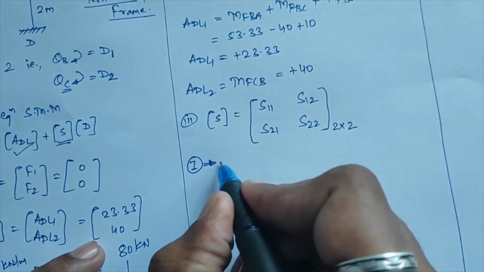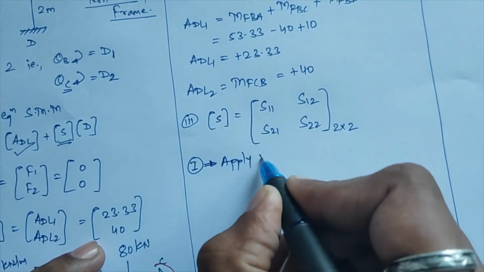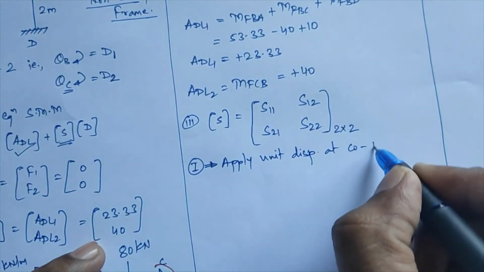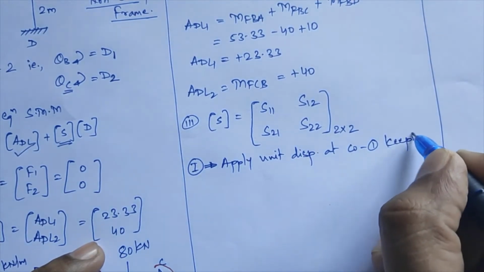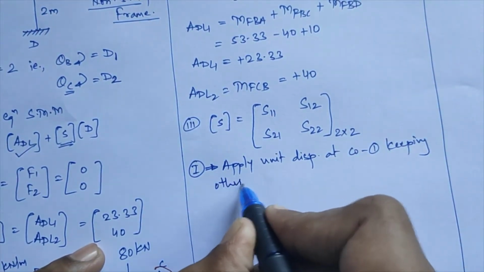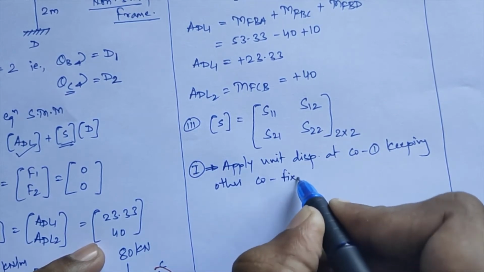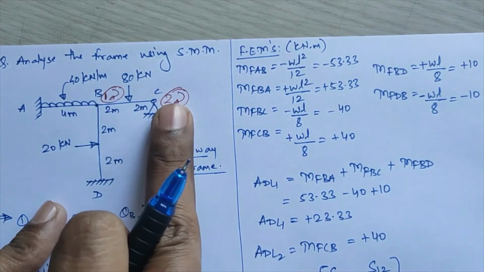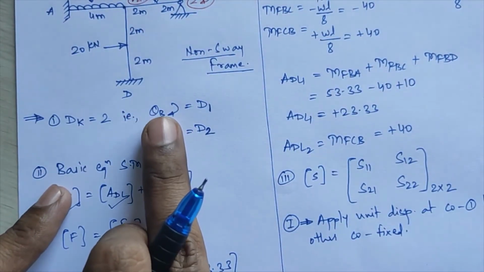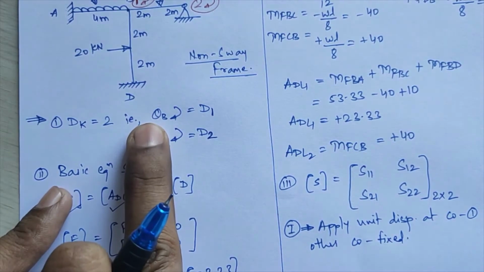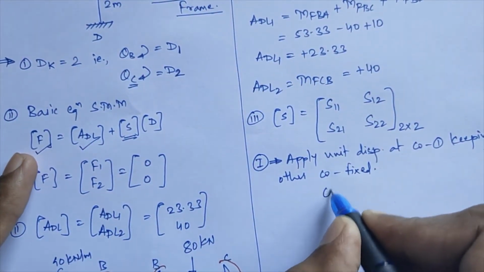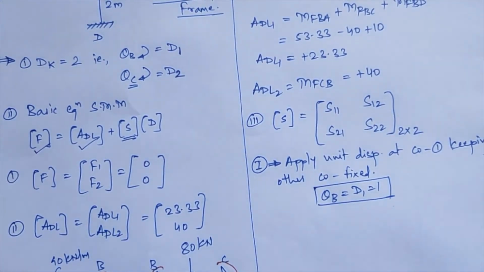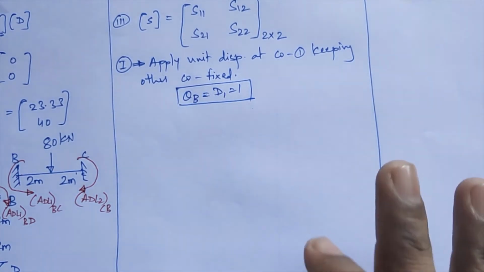Roman 1, what we do? We apply unit displacement at coordinate 1, keeping other coordinates fixed. That is, you have to apply the unit displacement at your first coordinate and you have to fix the second coordinate, that is joint C over there. So the first coordinate is your D1, that you have marked as theta B. So here what you have to do is apply theta B or D1 equal to 1. Okay, so I will draw the cumulative diagram directly for this.